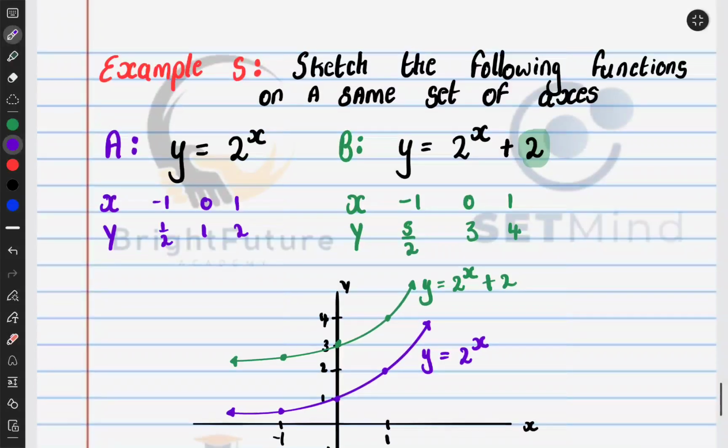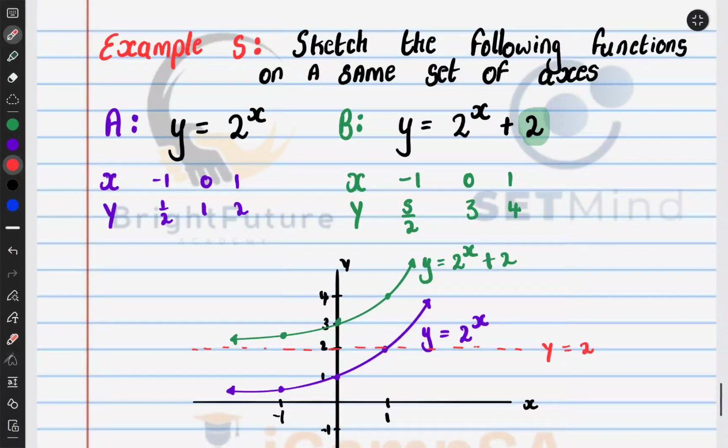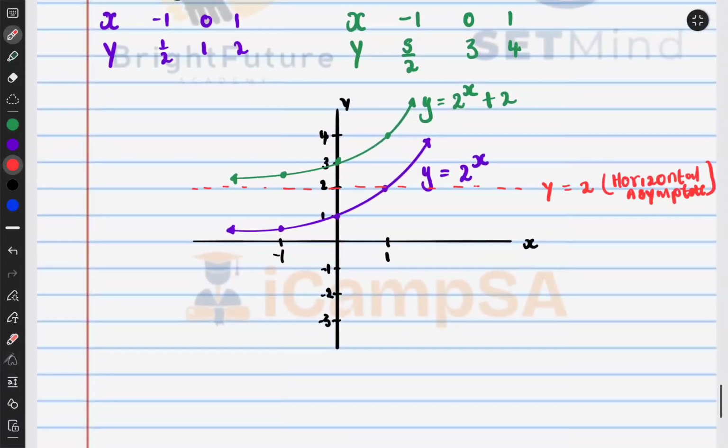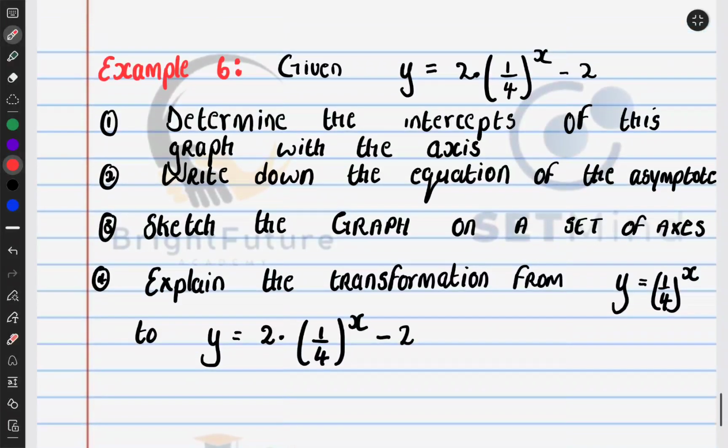That is what changing the value of q does to the function, the vertical shift. It's also important to note that the second function has an asymptote at y is equal to 2. That is the horizontal asymptote of the second function. Okay, so I think that is straightforward. Let's go ahead and do example number 6.